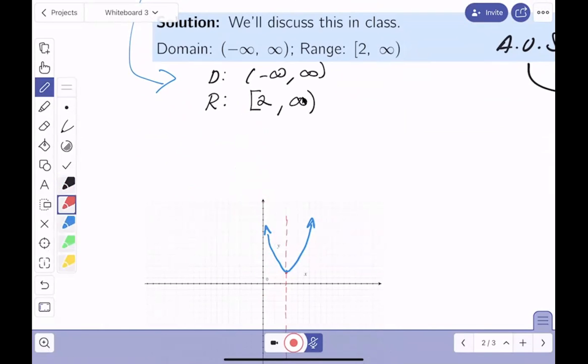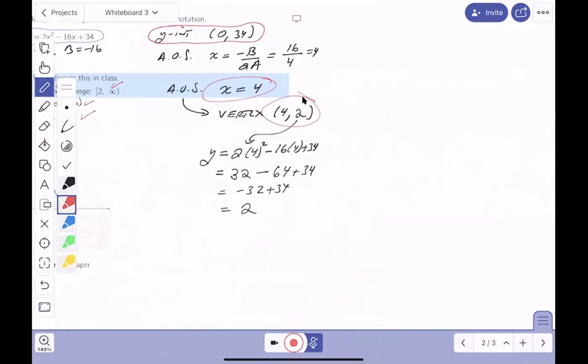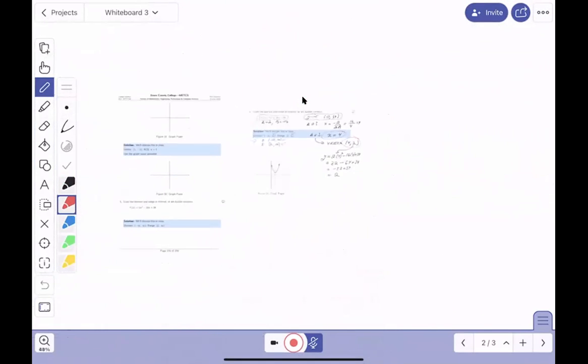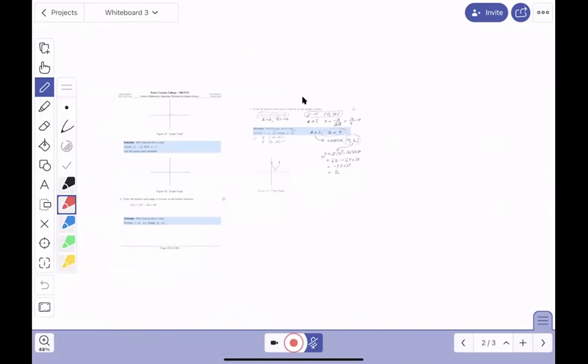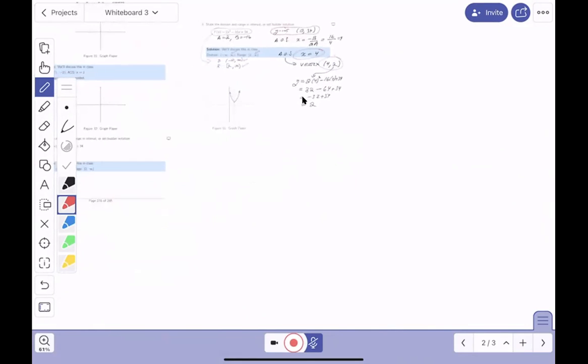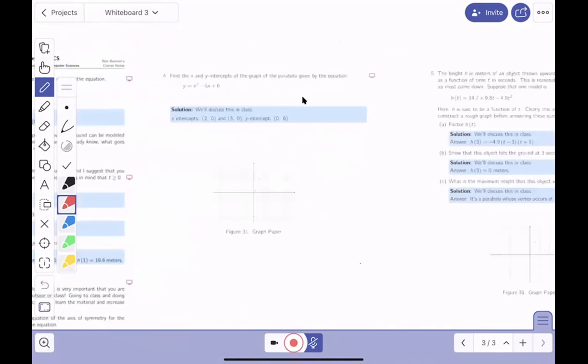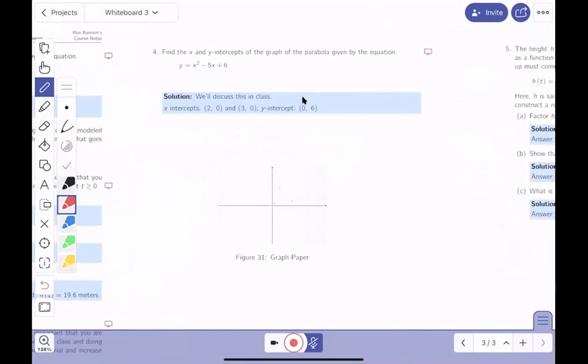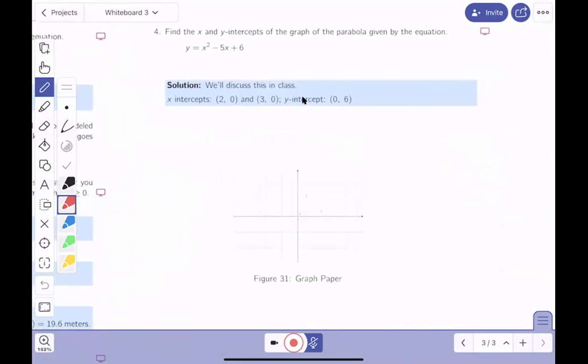Let's look at our key. What does it say? Domain and range. Okay, let's keep going. Let's go to number 4. And where is number 4? I guess on the next page. Yep, number 4.